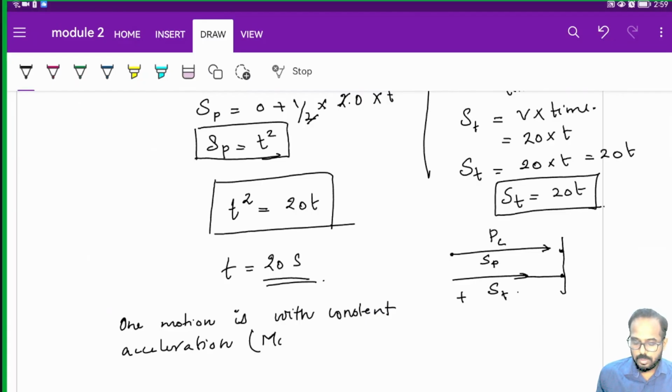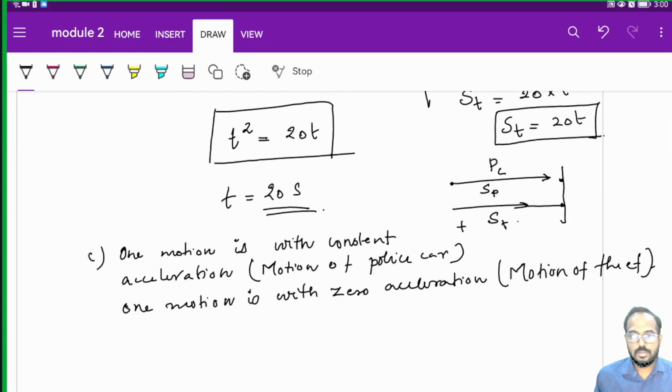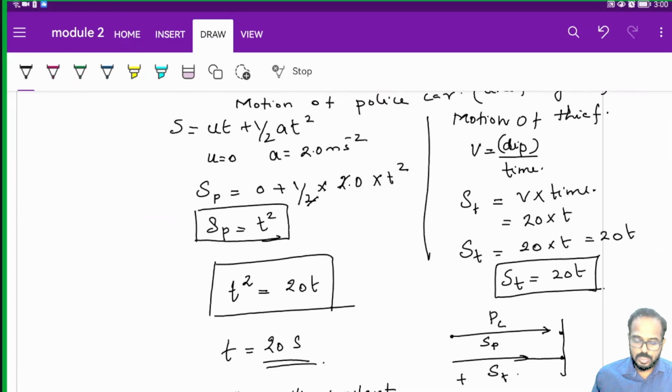What is that motion? The motion of the police car. And one motion is with a zero acceleration. That is the motion of the thief. Correct? So that's why you require two equations. Understood? I hope this question is clear to you.